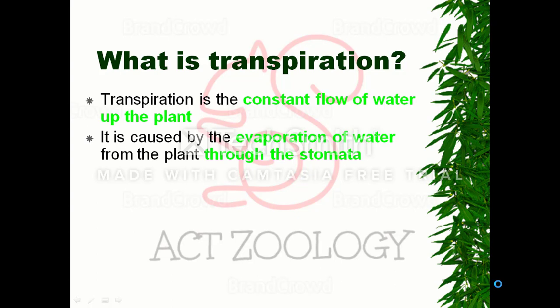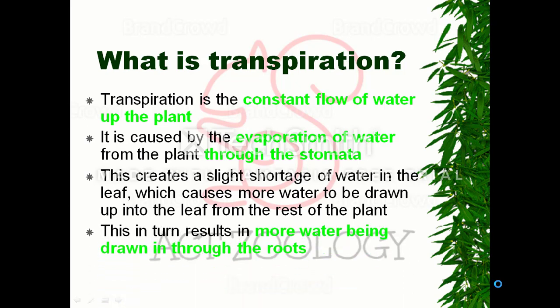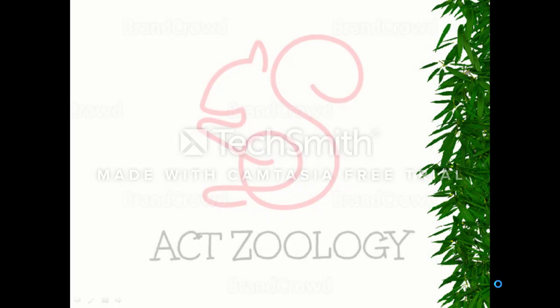Transpiration is the constant flow of water up the plant. It is caused by evaporation of water, that is loss of water in the form of water vapor from the plant through the stomata. The process of transpiration creates a slight shortage of water in the leaf, which causes more water to be drawn up into the leaf from the rest of the plant. This in turn results in more water being drawn in through the roots.